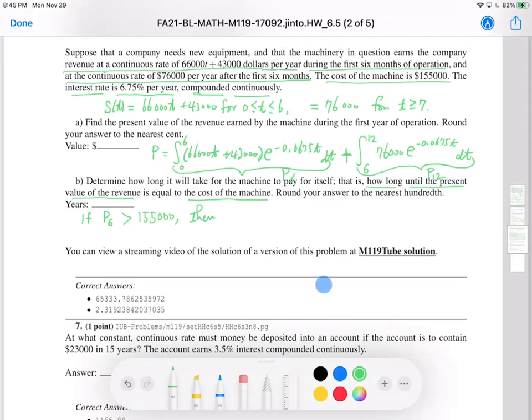Okay, so t is less than 6. So set this equation from 0 to t, the integral of 66,000 t plus 43,000 times e to the negative 0.0675 t dt equal 155,000. Then find t. Okay.